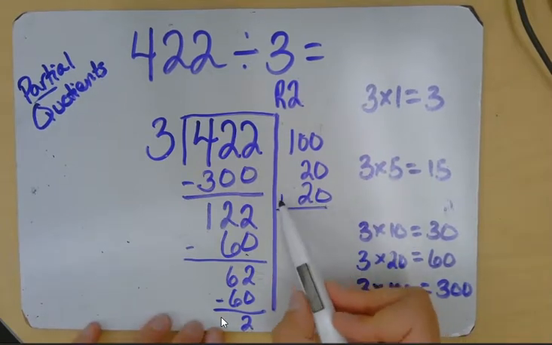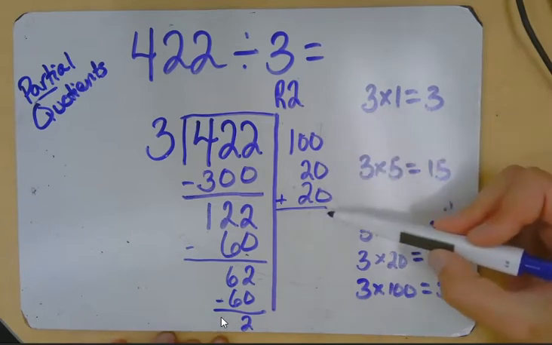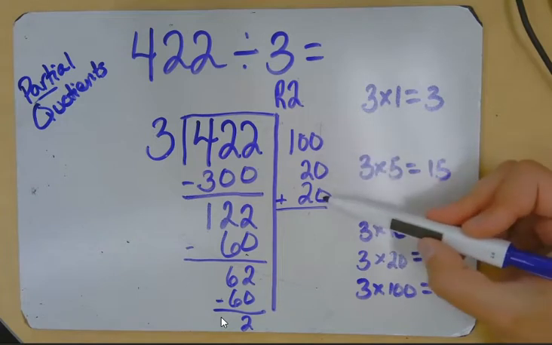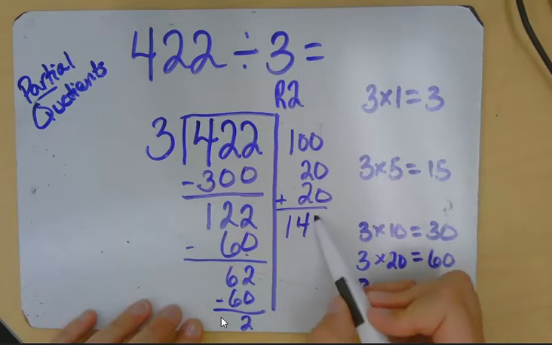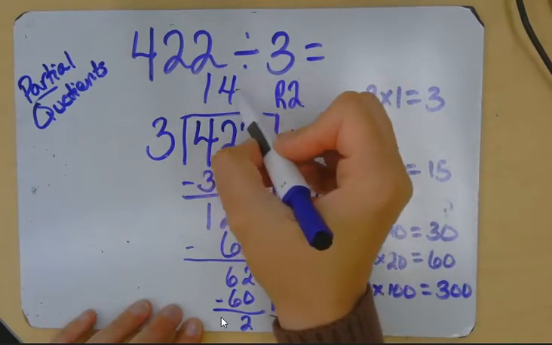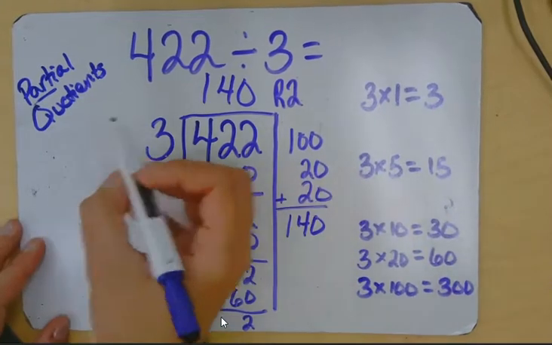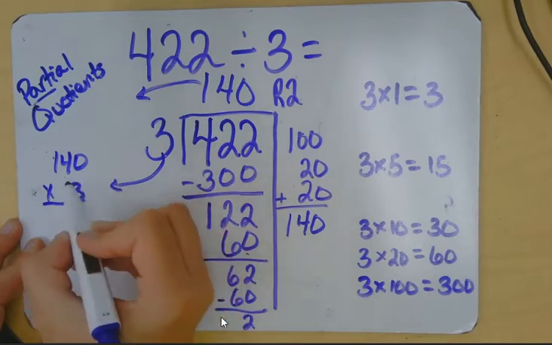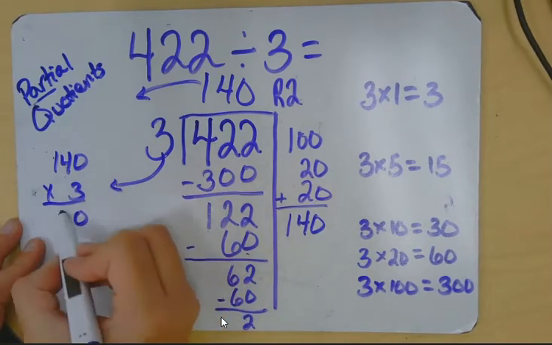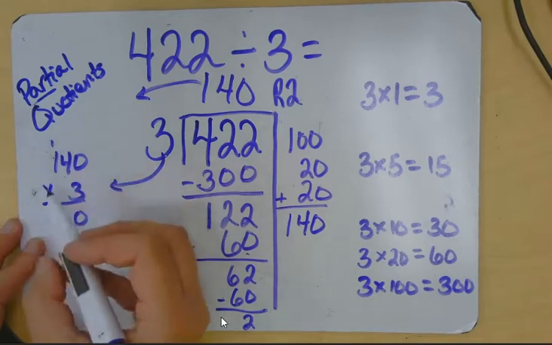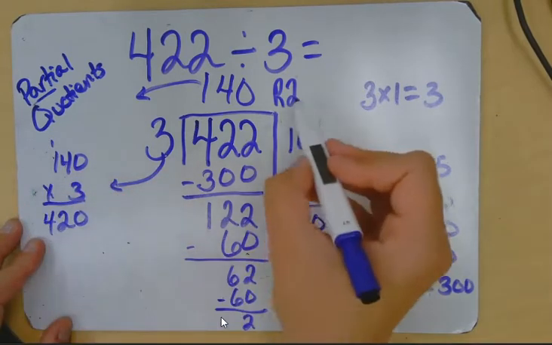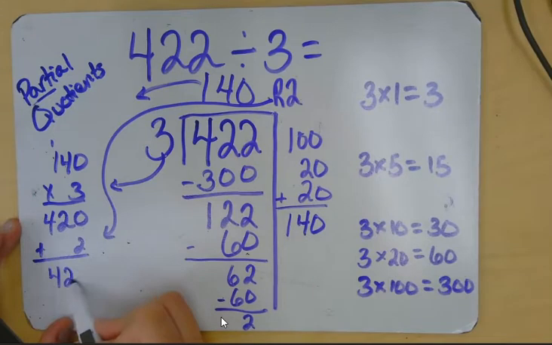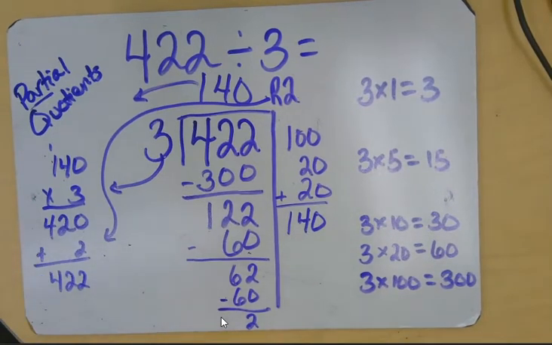Then I'm going to add up the parts of the quotient that I put together. 100 plus 20 is 120. 120 plus 20 is 140. So now I know that my quotient is 140, and if I take that 140 and multiply it by 3, my divisor: 3 times 0 is 0, 3 times 4 is 12, regroup my 1, and 3 times 1 is 3, plus 1 more is 4. I get 420. Then I want to add in my remainder, what I was left with, and that gives me my 422, which tells me I'm correct.